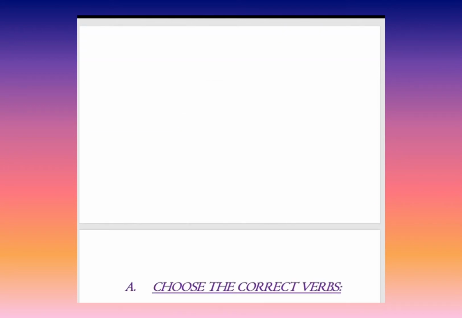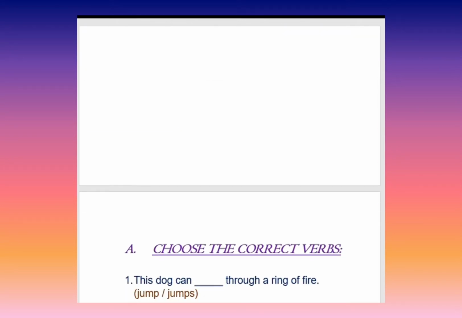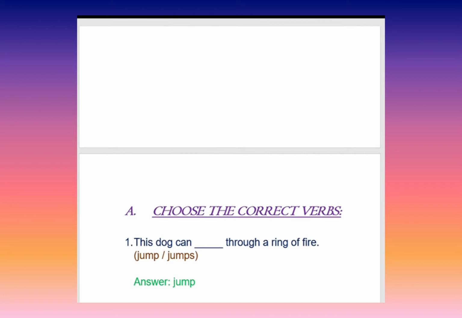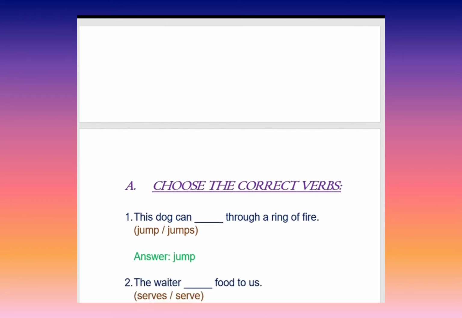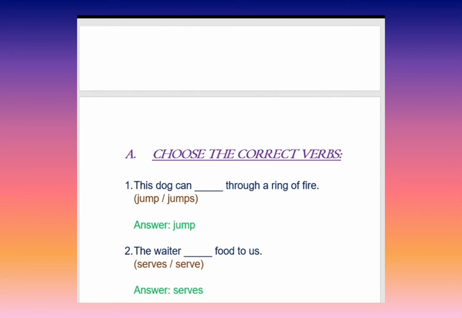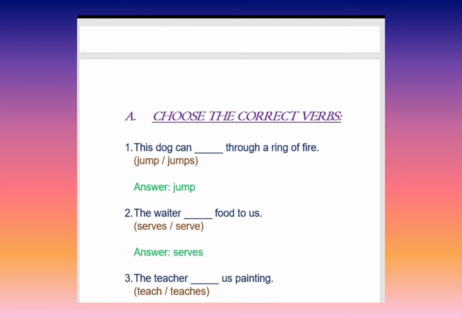Now look at these exercises. Here you have to choose the correct verb. See the first one. This dog can dash through a ring of fire. Now the correct verb which we will use here is jump. Number 2. The waiter dash food to us. And the correct verb is serves. Then the third sentence is the teacher dashes painting. The correct verb for this sentence is teaches.